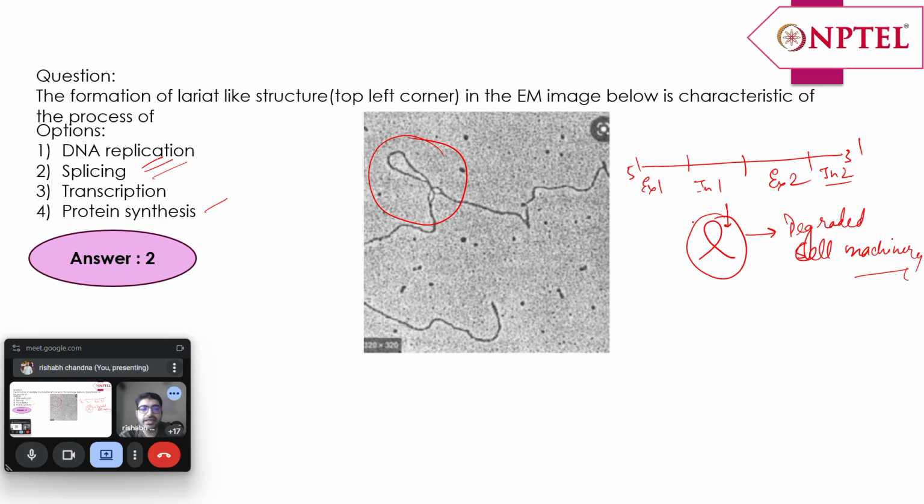So this lariat like structure is only seen in splicing reactions. That is why this kind of structure in the electron micrograph shows a splicing mechanism, and this is how an intron is removed from an RNA to form a mature mRNA.